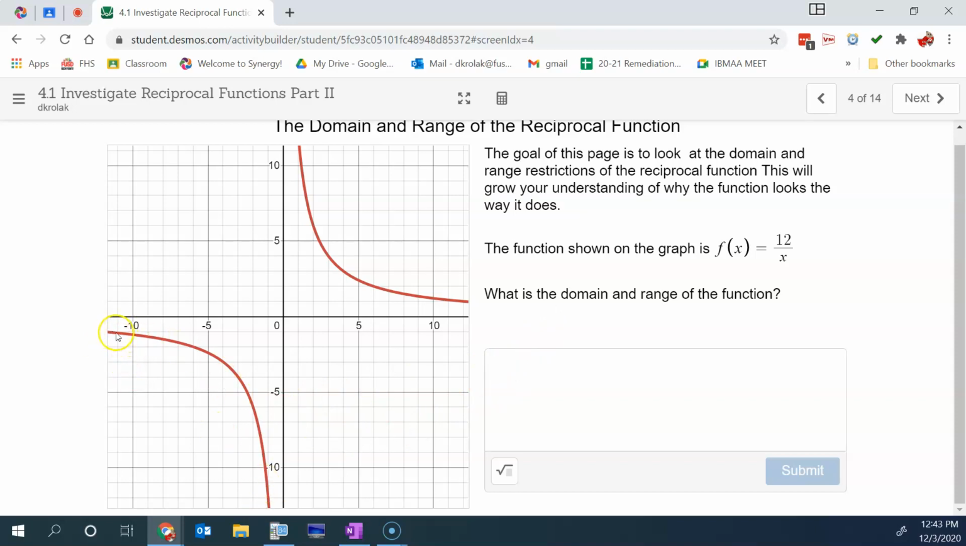Okay, so we know that 0 can't be in this. As I trace this, if I could keep going, I'd be at negative infinity. I'm just looking at the x-coordinate. And as I move to my right, the x-coordinate gets closer and closer to what value? 0.